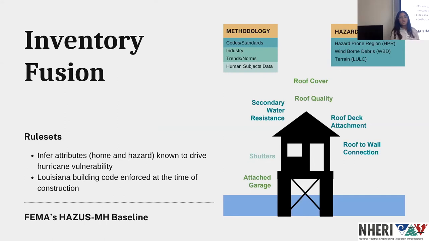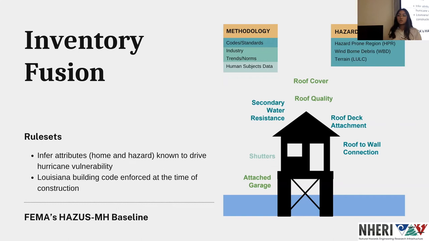Then we saw that the vulnerability to hurricanes is driven by a number of attributes of the home and the hazard. These were identified through FEMA's hazards baseline, which is what STEER uses to identify its damage ratings. So we use the attributes identified by FEMA's hazards baseline to determine what we should be looking for whenever we're looking at these homes.